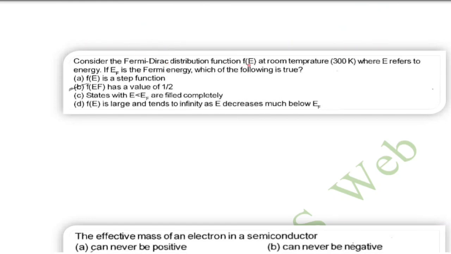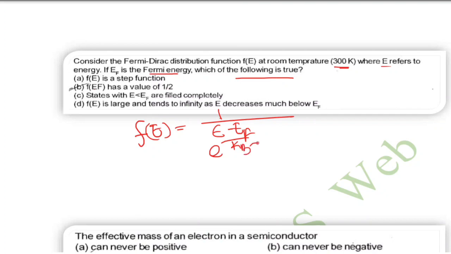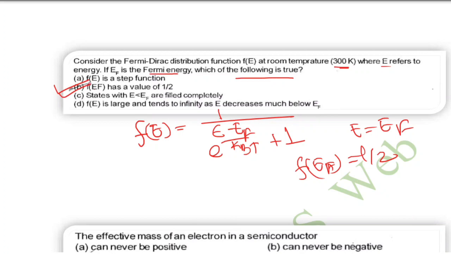Consider the Fermi-Dirac distribution function at room temperature 300 Kelvin, where E refers to energy and EF is the Fermi energy. Which of the following is true? F is a step function. F has a value of half at E equals EF. Okay, so here you can use the Fermi-Dirac distribution function, which is given by F equals 1 by exponential of E minus EF by kBT plus 1. So you can check for energy E equals EF, this will give you the value half. Okay, so here your correct option is option B.